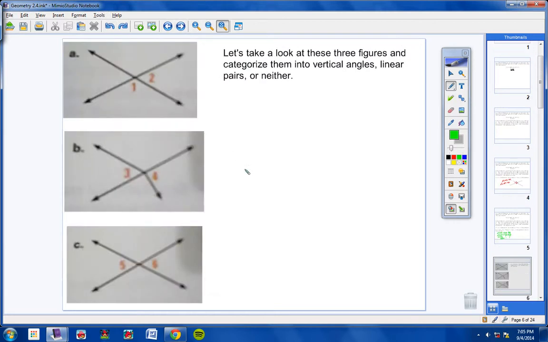Now I would like you to take a second. I'm going to pause for about 30 seconds. I want you to copy down these three figures. Okay, just copy down this figure here, angles 1 and 2. Copy down this figure here, and I know the figures are a little blurry today. These two angles are angles 3 and 4, and these two angles here are angles 5 and 6. Okay, I'm going to pause about 30 seconds. Go ahead and copy these three figures down, and then let's categorize each of these into either vertical angles or linear pairs or neither.